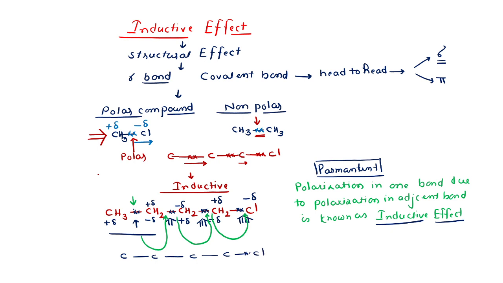Once this lone pair electron is shifted towards this, like this, like this. Please see, it is more towards Cl. It is less than the Cl. This is less, this is less, this is less. Now, another most interesting thing: polarization in one bond due to polarization in adjacent bond. This bond is polar due to this bond. This bond is polar due to this bond. This bond is polar due to this bond.